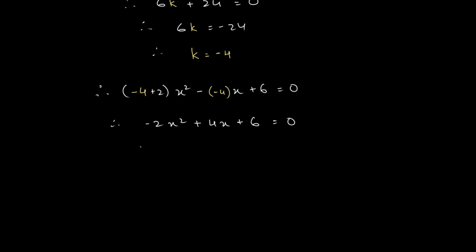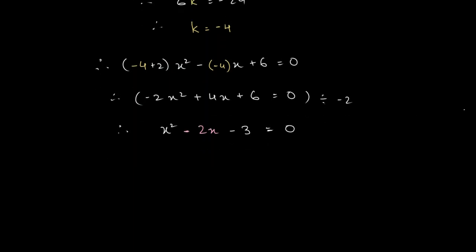So I have my quadratic equation ready, but if you notice, I have a minus 2 here, plus 4 here, and plus 6 here. If I divide this entire equation by minus 2, that will simplify, as minus 2 is a common factor to all of them. So minus 2 upon minus 2 will make it x square, 4 upon minus 2 will make it minus 2x, and plus 6 upon minus 2 will make it minus 3 is equal to 0. So this here becomes my quadratic equation, which I can solve by splitting the middle term.